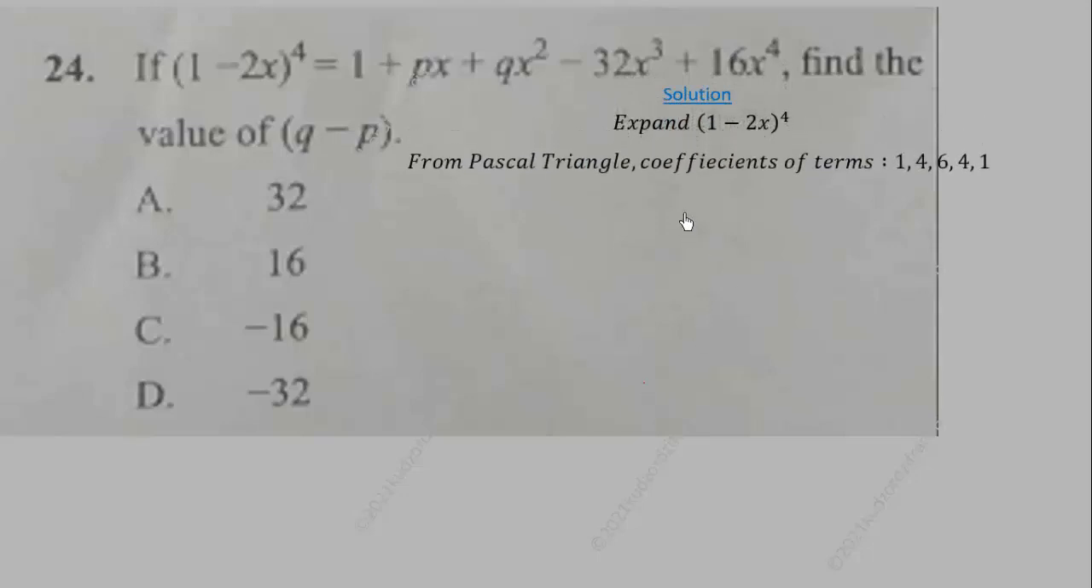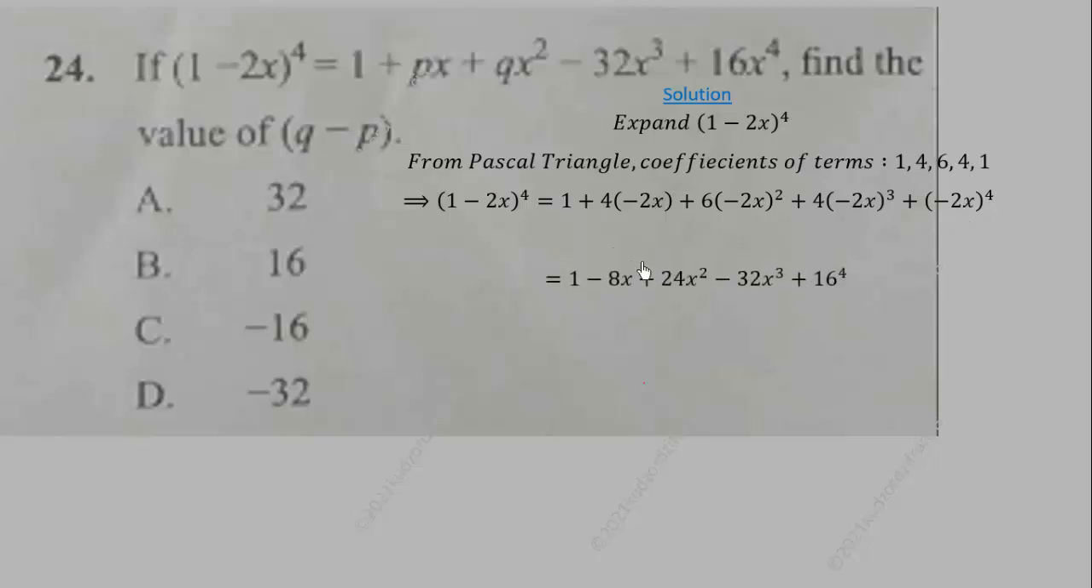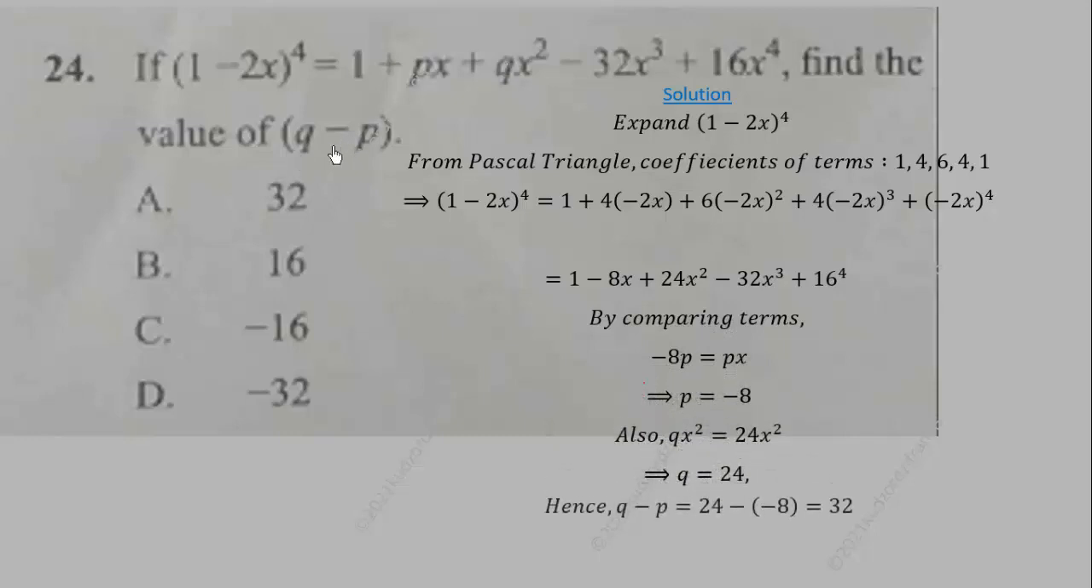So when we expand this 1 minus 2x exponent 4 using the Pascal triangle, the coefficients are this. So that will give us this expansion. When we simplify, we obtain this. So we now compare this and this. You can see that p equals -8 and q is equal to 24. So we now substitute into this expression here, 24 minus -8, and that will give us 32.